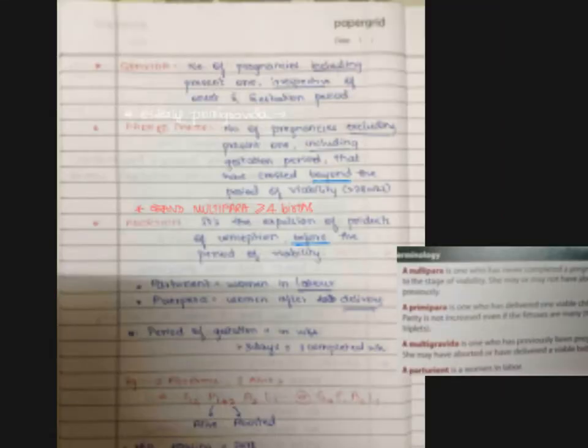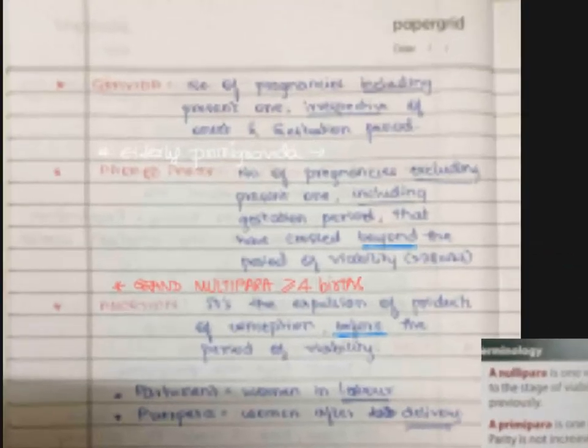So, some of the basic terminologies used during history taking are the gravida. The term gravida means the number of pregnancies, including the present one, irrespective of the onset and the gestational period. Elderly primigravida: let us try to understand this term. Elderly means a person who has crossed the age of 30. Primi means first time, and gravida means pregnant. That means a pregnant woman who has been pregnant for the first time after the age of 30 years.